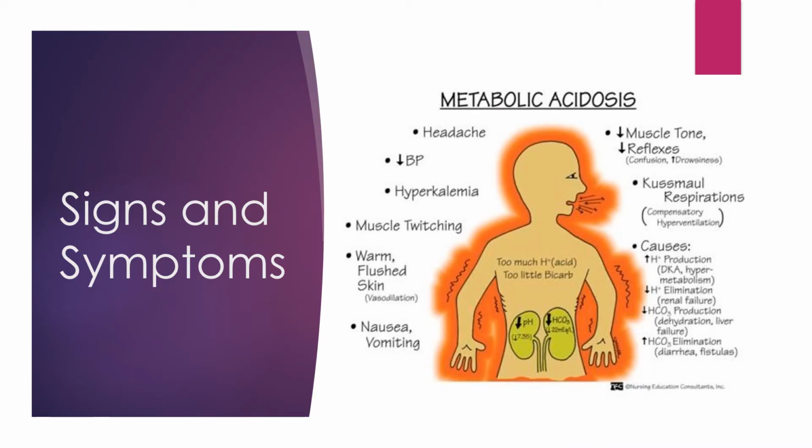With metabolic acidosis, our signs and symptoms are headache, decreased blood pressure, hyperkalemia, muscle twitching, warm flushed skin, nausea and vomiting, decreased muscle tone and reflexes, Kussmaul respiration, which goes hand in hand with our DKA. That's a compensatory mechanism. It's basically causing your body to hyperventilate in compensation to your metabolic state.